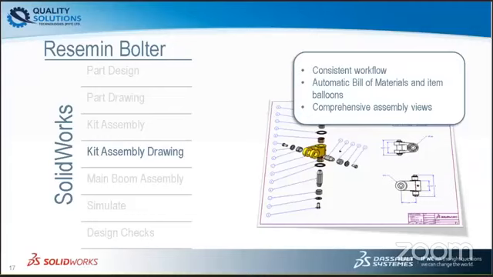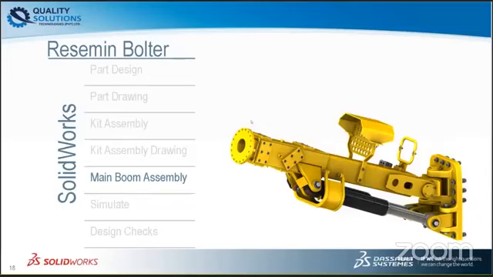Since we have passed through a consistent workflow, which enables us to get an automatic bill of material and item ballooning quickly, and define comprehensive assembly views easily. After completion of our sub-assembly, we will import our components to the main boom assembly and define mates to reposition our components. Lastly, we will check the whole assembly movements.